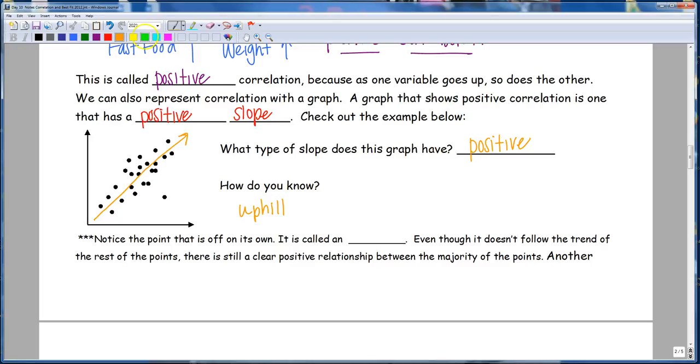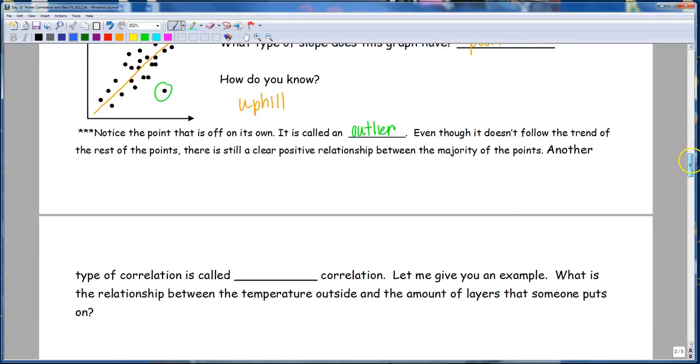So I want you to notice that there is this little point off on its own. This is called an outlier. So even though it doesn't follow the trend of the rest of the points, there's still a clear positive relationship between the majority of the points. So for example, there are some people that eat fast food their entire lives and they're just skinny as a string bean. Okay, they just don't gain weight. But that's not normal for the majority of people. Okay, that person would be an outlier.